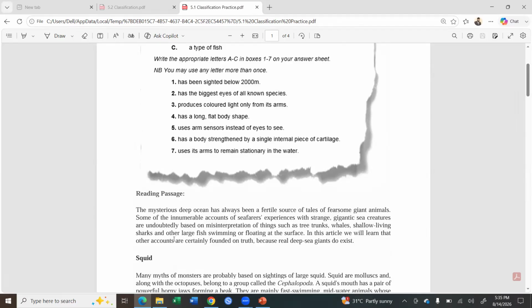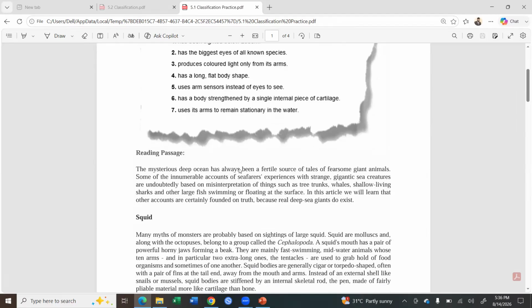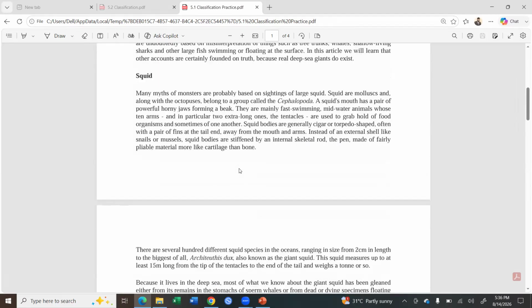Sir, can we test the question number 7? Okay, do it. Uses its arms to remain stationary in water, right? Okay, so what are the keywords? We will be looking for the information related to arms, right? And stationary. Stationary means, in other words, we can also say static or immovable, right? Something like that. All of them are the keywords, right? So we have stationary, and we have arms. So you should be looking for these keywords. Okay, go ahead.